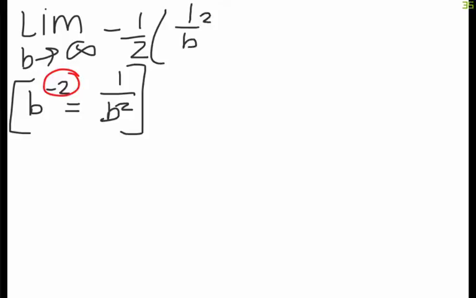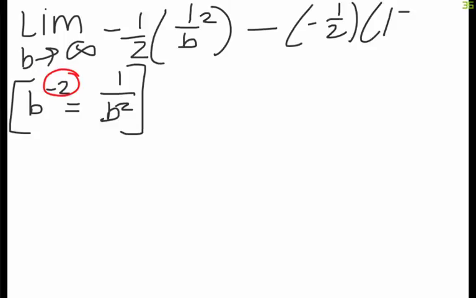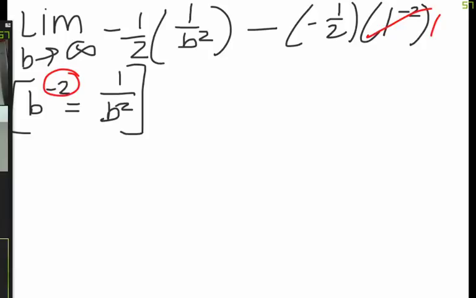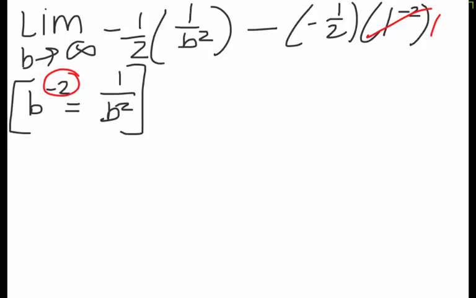1 over b squared. Minus, I have no b's in the second part, so all I'm concerned with is negative 1/2 times 1 to the negative 2. What's 1 to any power? 1. Good. So we're just going to rewrite that now. We don't need to worry about that. Okay, I'm so scattered right now, so just reiterate that again. I'm just taking algebraic steps from the last step that we just did. Are you okay with how I rewrote b to the negative 2?